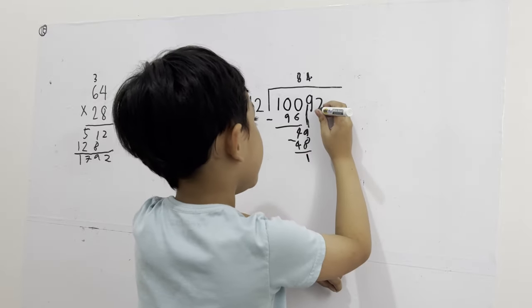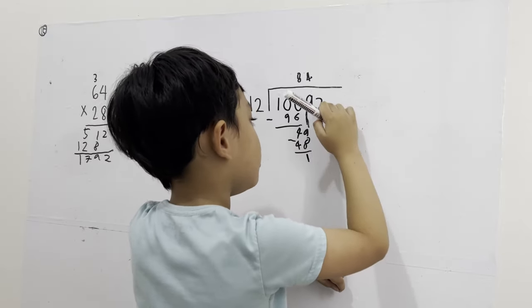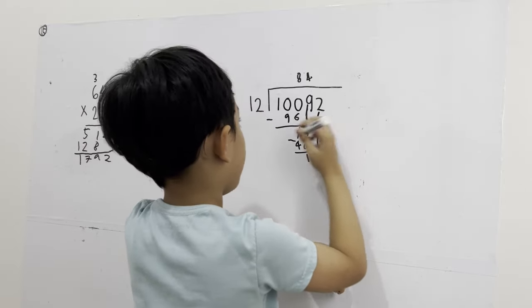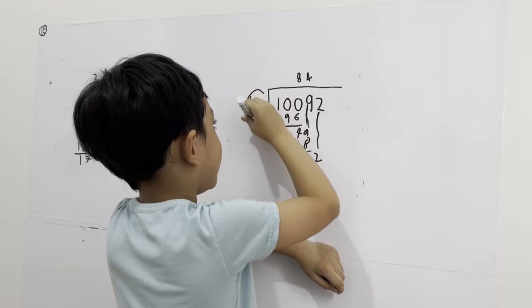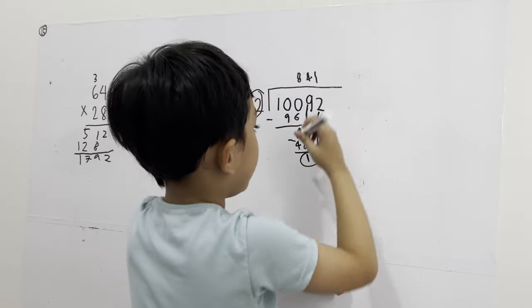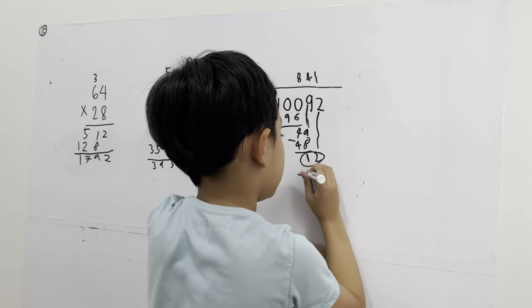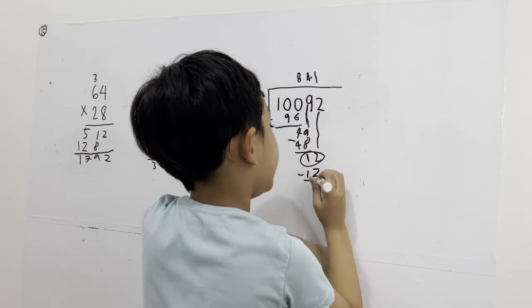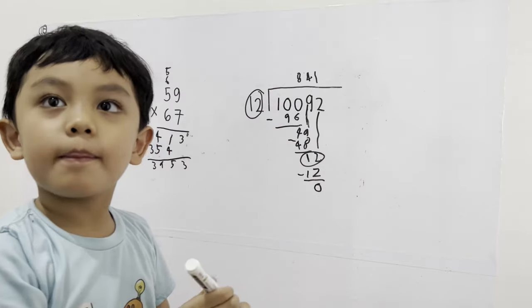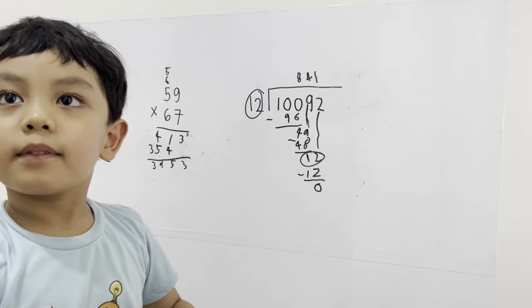Tapos, we will finally, 2 will come here. Tapos, yes, 12 and 12, so let's put 1 here. And minus 12 is 0. Okay, good job. Excuse me.